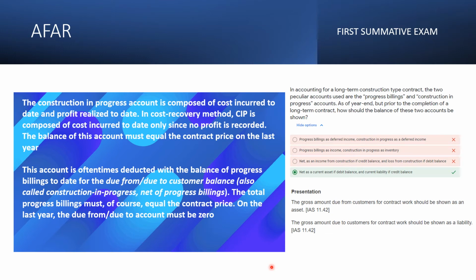Okay, so the presentation according to IAS 11: the gross amount due from customers for contract work should be shown as an asset or as a current asset. And if it is due to customers, it should be shown as a liability. So for all the choices, only this choice, net as a current asset if debit balance, and current liability if credit balance. So this is our correct answer.